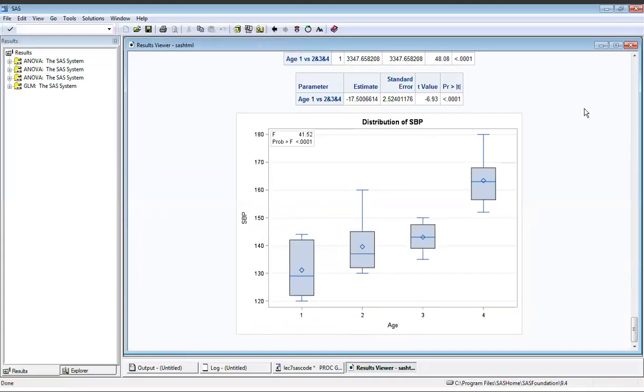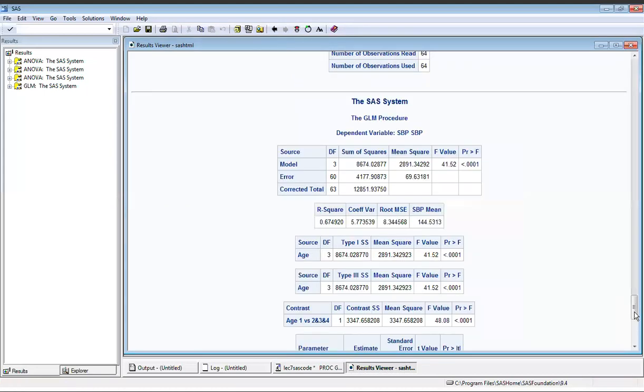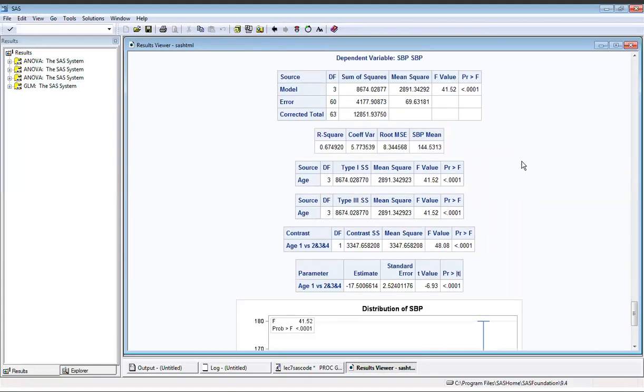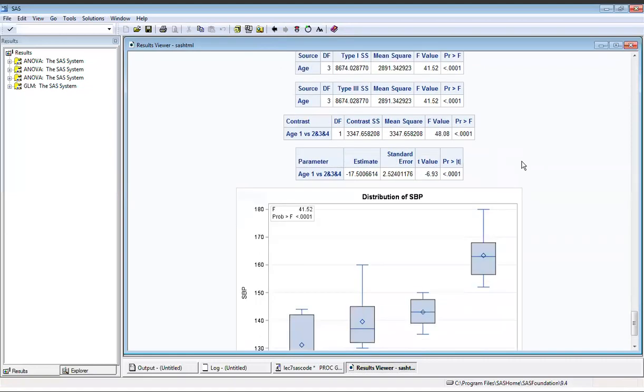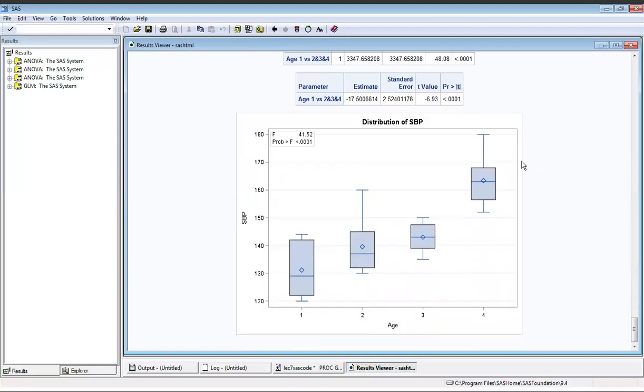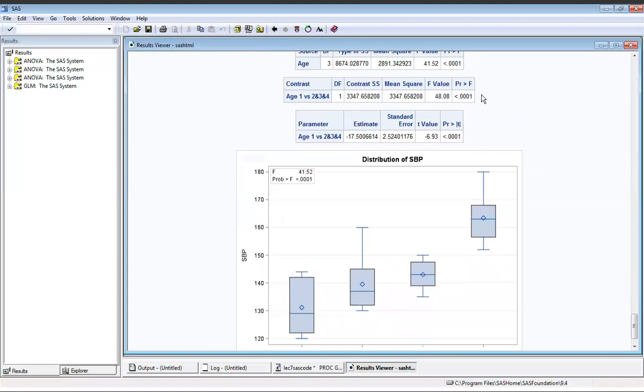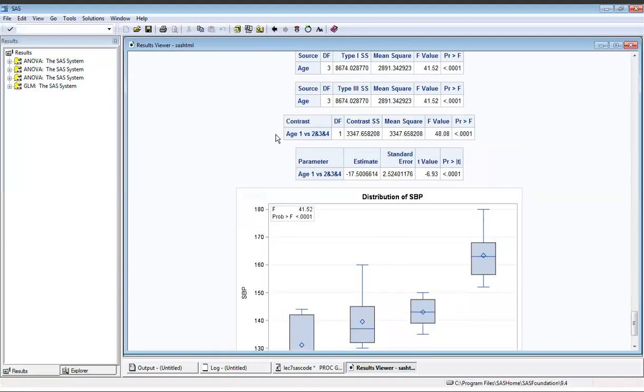All right, so here's the output. Here again, the first output is basically the same as what we ran previously. At the end, it gives us the results for the multiple comparisons. The first one is where we're using the contrast statement.